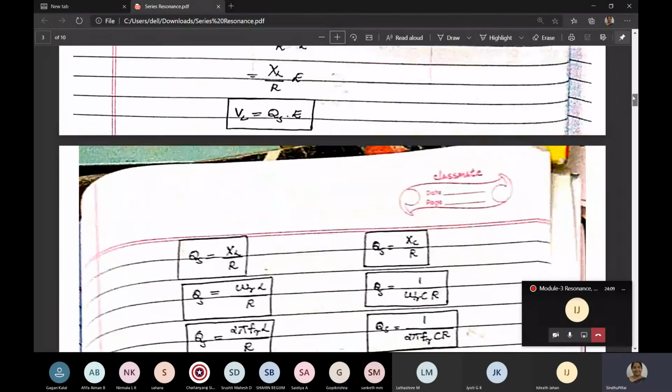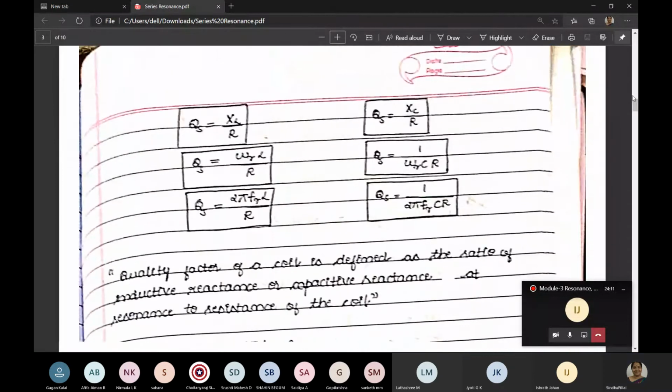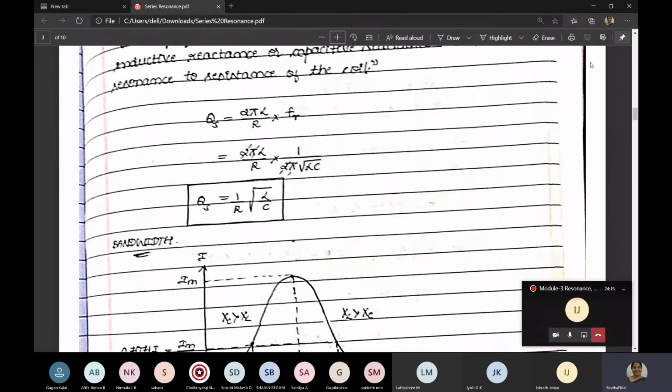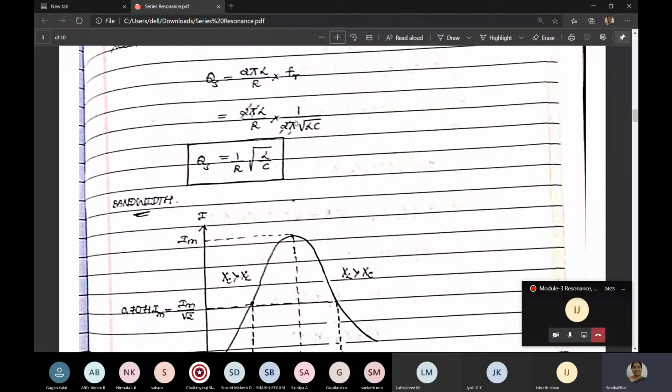Next we'll move on to quality factor. We can split it. What is the formula? 2 pi L divided by R into FR; I have just separated the terms and written FR separately. Next, 2 pi L by R into FR. What is the formula for FR? 1 by 2 pi root LC, that is the series resonance.